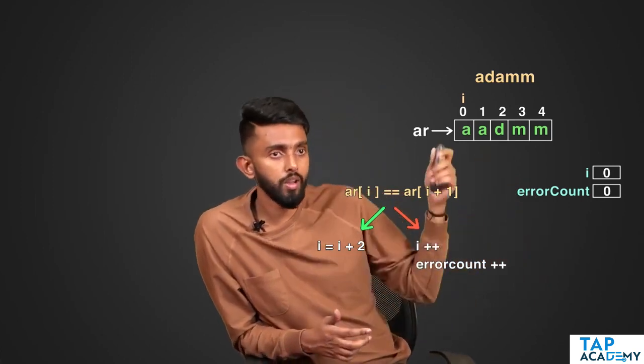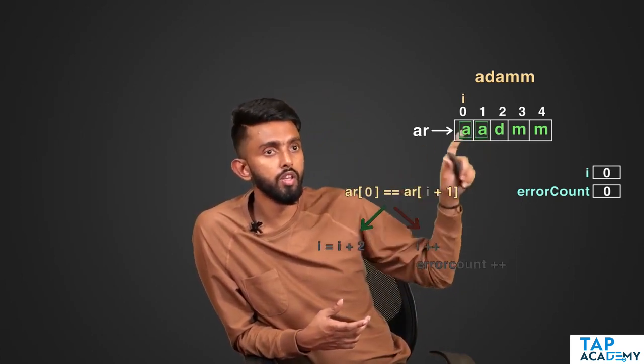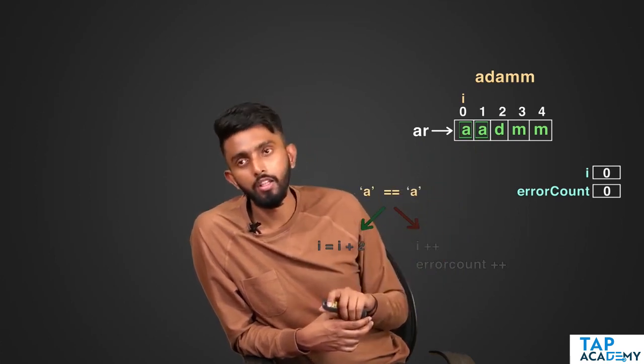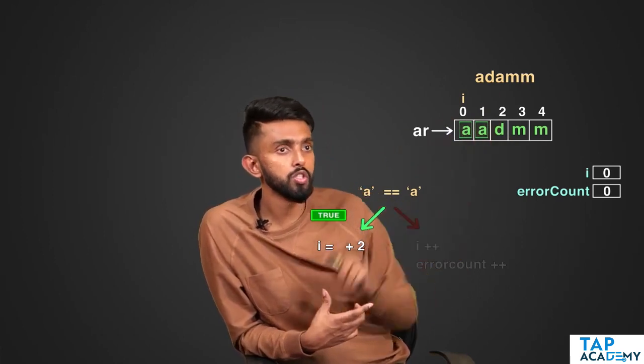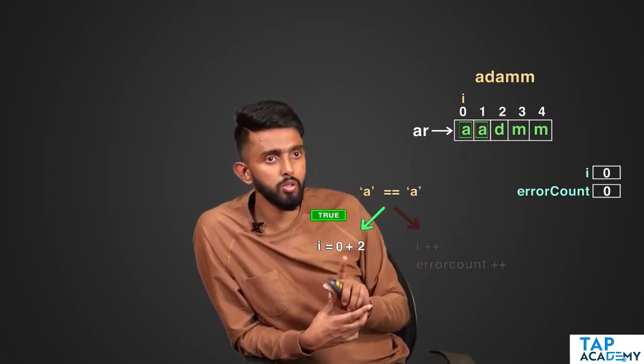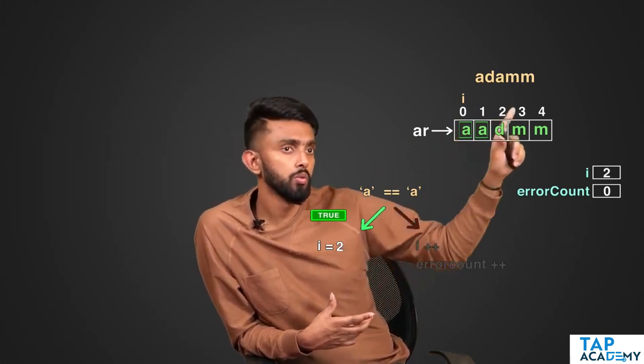So let us quickly trace the program. As you can see, this is array of 0 and this is array of 0 plus 1, which is 1. If this is A and the next one is also A, I know I found a pair. Move I by 2 positions, I equal to I plus 2. 0 plus 2 is 2, so I is 2. Hope I'm clear till here.